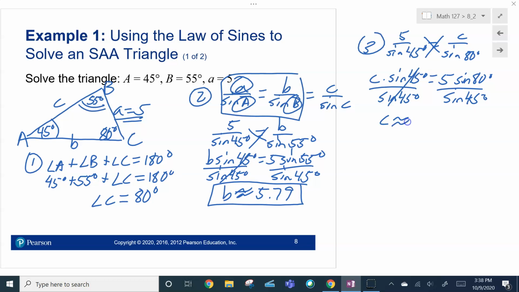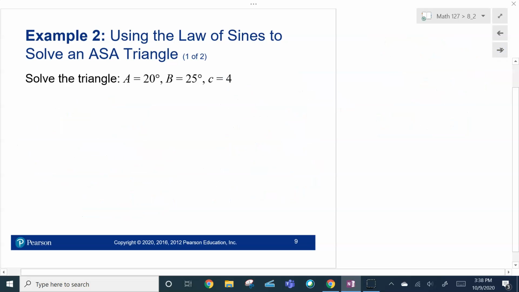And C ends up being 6.96364, so it's about 6.96. And we've got everything. Okay. All right, let's do another one.